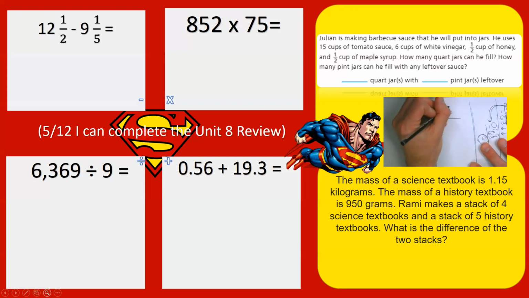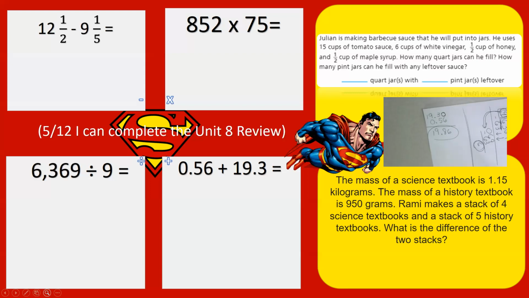There's nothing here, so I'm going to add a 0, right? 19 and 3/10 is the same thing as 19 and 30/100ths. 0 plus 6 is 6, 5 plus 3 is 8, 9 plus 0 is 9, and 1 plus nothing is 1. 19 and 86/100ths. Those are your normal operations.